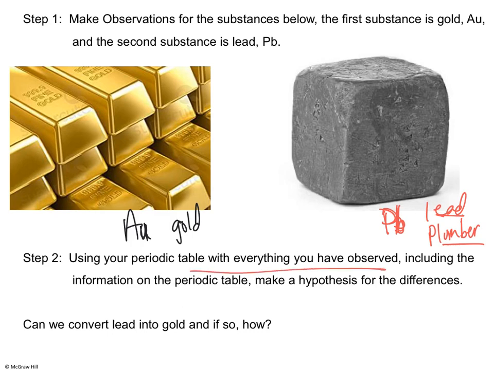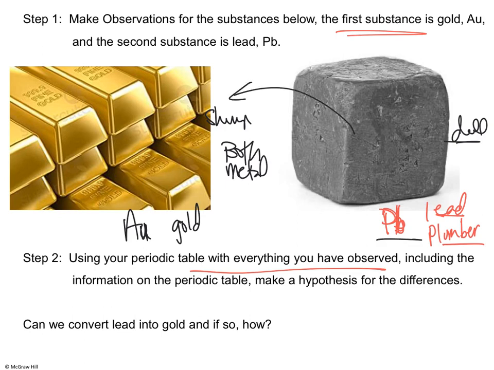But using your periodic table and everything you can observe, make observations: what's the difference between these? So you could say that they're both metal, right? One is shiny and colored kind of yellow. The other one's kind of dull. And so we make observations about different characteristics. Now my question, could you convert lead into gold?